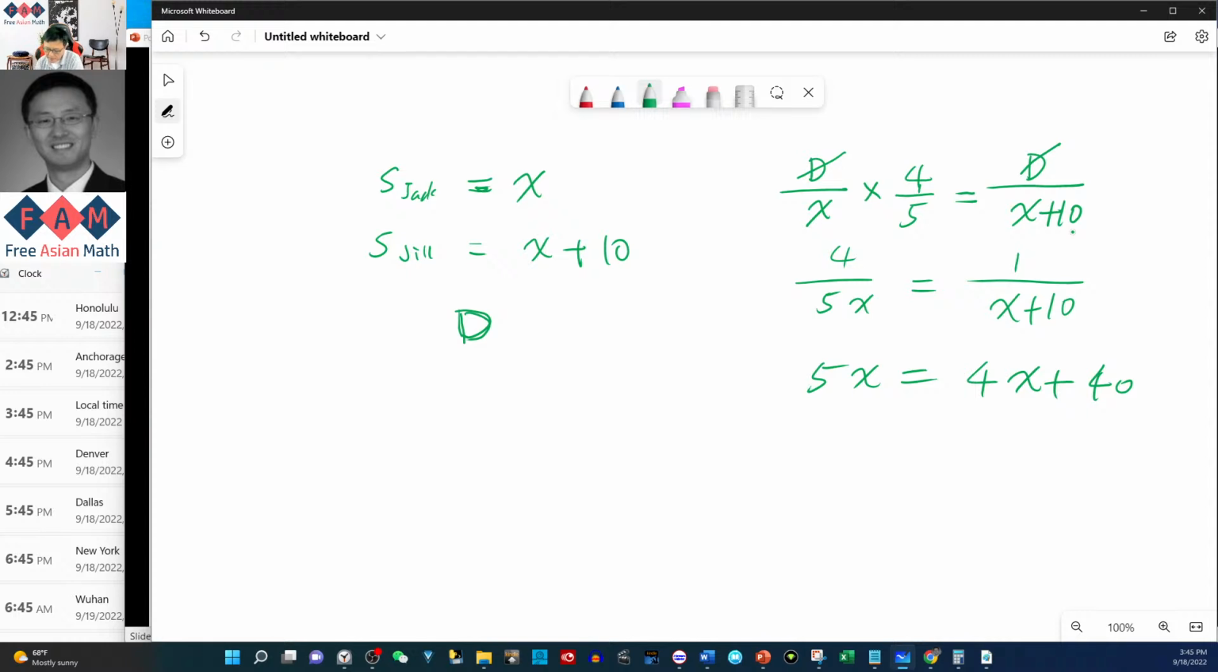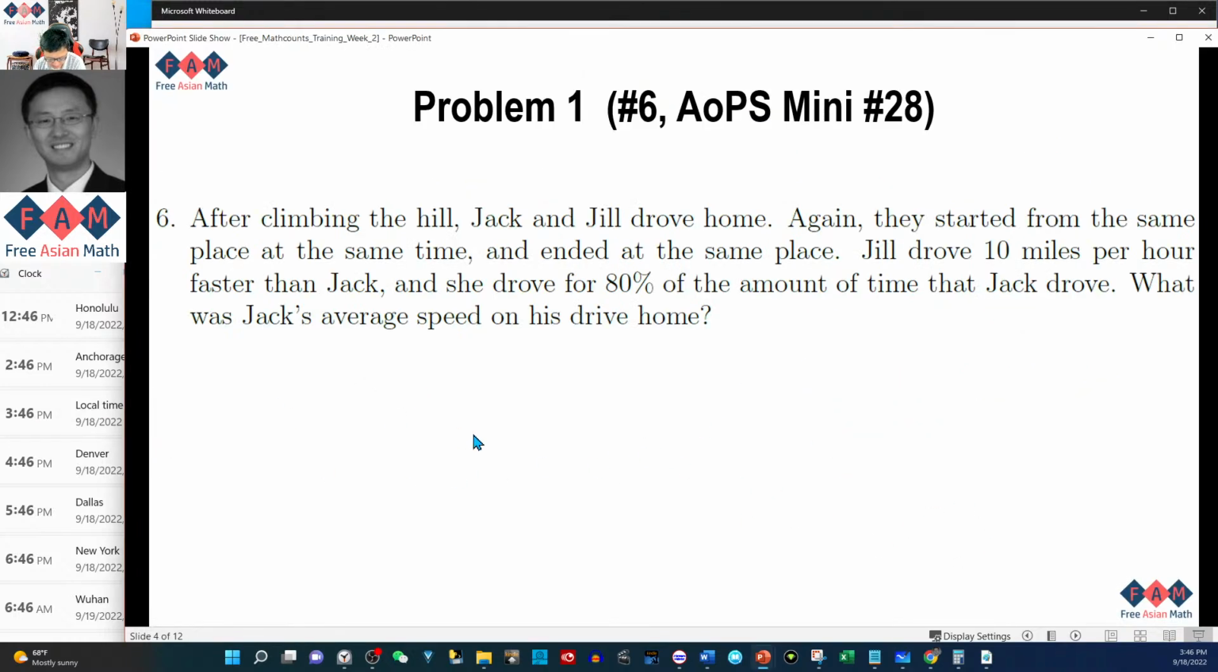Okay, from there you can get easily x equals 40. That is a little bit surprising because you really do not have much opportunity to solve for D, because you don't need to solve D. All you need to solve is Jack's speed.